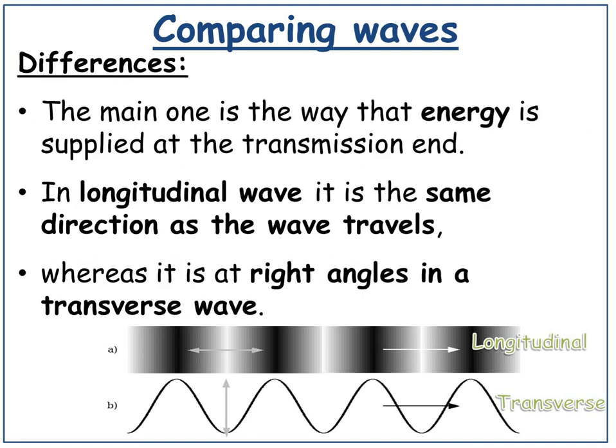The differences are, the main one is the way that energy is supplied at the transmission end. So in the longitudinal wave, the vibrations are in the same direction as the energy transfer, from left to right. Whereas in a transverse wave, the vibrations are at right angles to the direction of energy transfer. Remember that a sound wave is an example of a longitudinal wave, and light waves are an example of transverse waves.